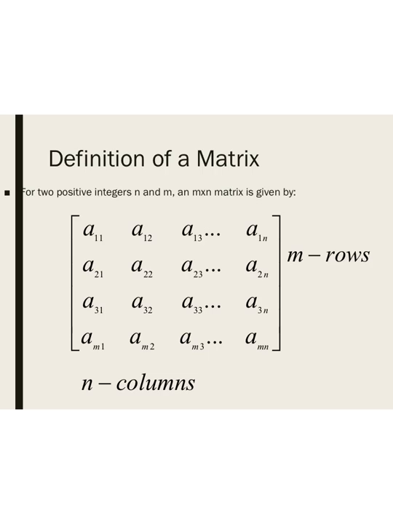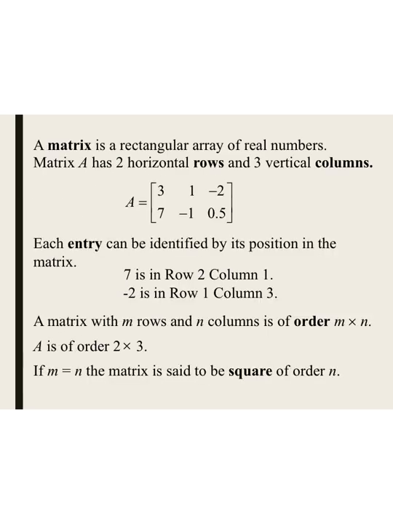One of the nice things about a matrix is it helps collect and organize information and makes certain processes a little more organized and easier to do. Just a little more clarity: a matrix is a rectangular array of real numbers. If we look at our first matrix here, matrix A, we can see that it has two horizontal rows and three vertical columns. So this is what we call a 2 by 3 matrix, again because we have two rows and three columns.